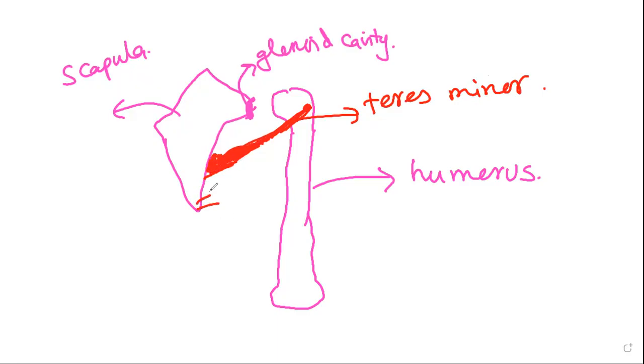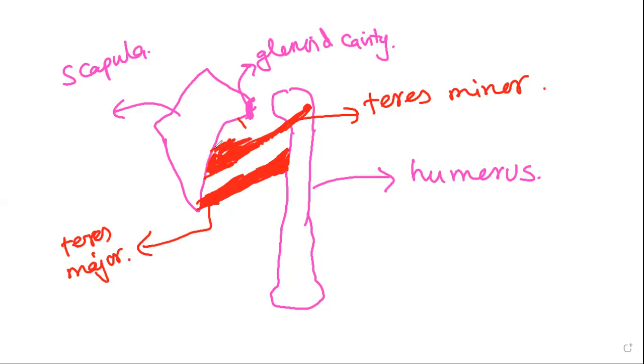Second muscle coming out from here and inserting into the intertubercular groove, the medial lip of the intertubercular groove or bicipital groove, or the medial lip of the floor of the bicipital groove. This is your which muscle? Teres major muscle. Okay.